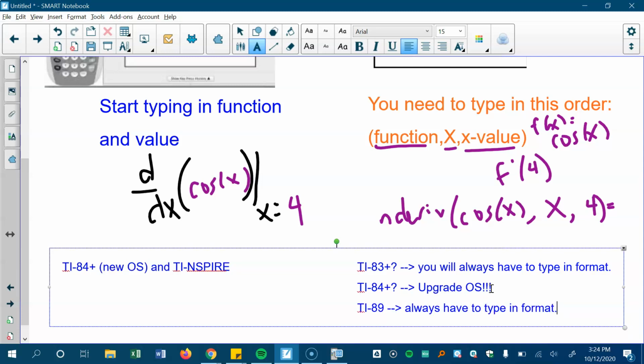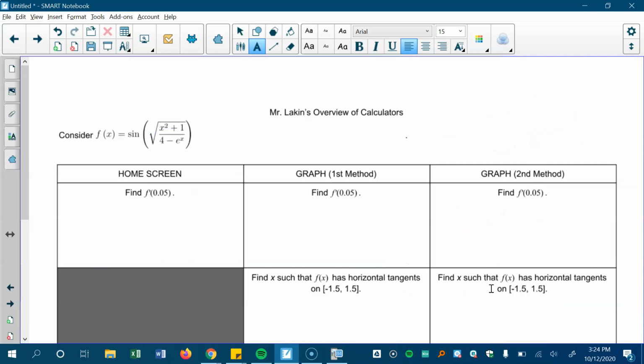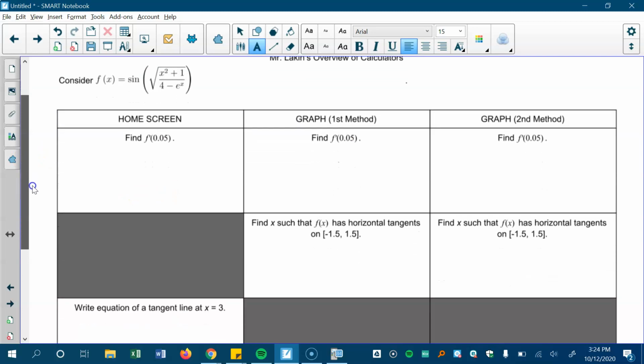Now that we're 5 minutes into the video, we have a function which is sine of a whole mess. It's a hot mess here. And what we need is f prime of 0.05. We need f prime of 0.05. I'm going to get those for you in different methods.